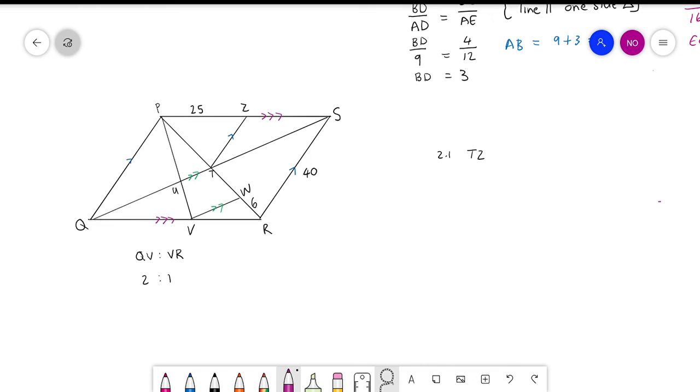Okay. And then they ask us to calculate TZ. They ask us to calculate 4 different things. Okay, so TZ lê daar. Now, to calculate that, I am going to have to look at the midpoint theorem. That's where this one came in.